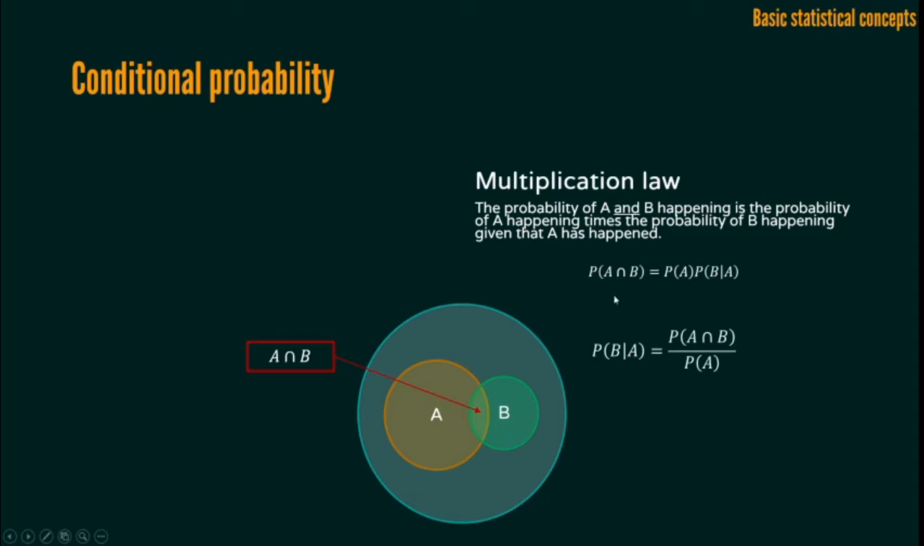So this is a rearrangement of this equation here. This new equation, P(B|A), describes the probability of B given that A has happened. This is formally described as conditional probability, and a statistician might say it's the probability of B conditional on A.